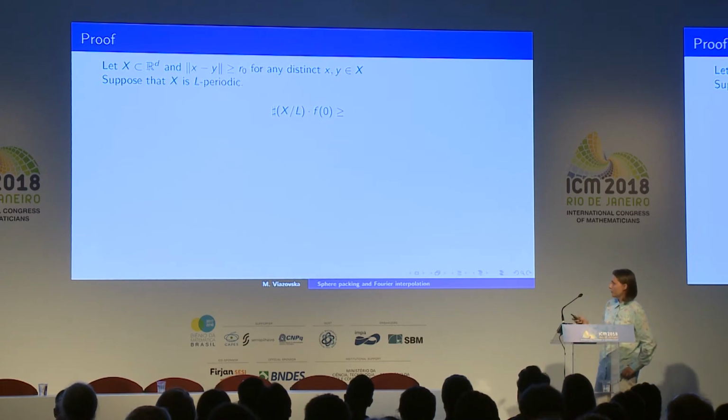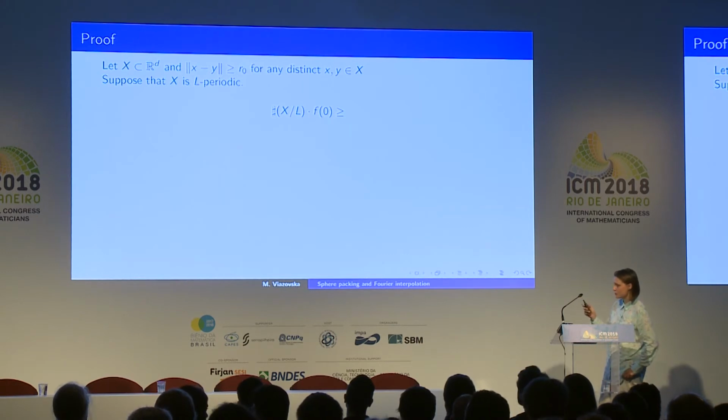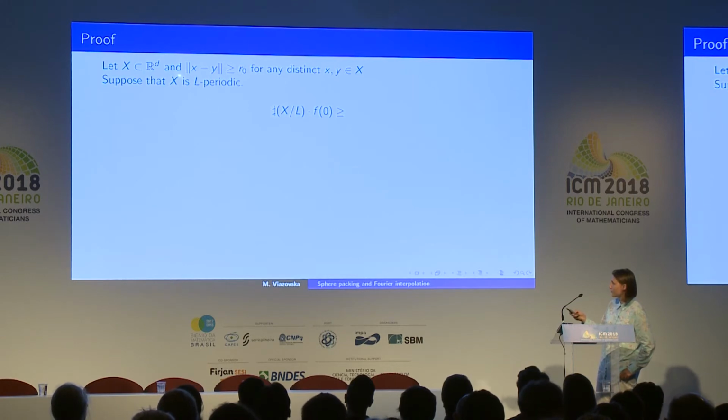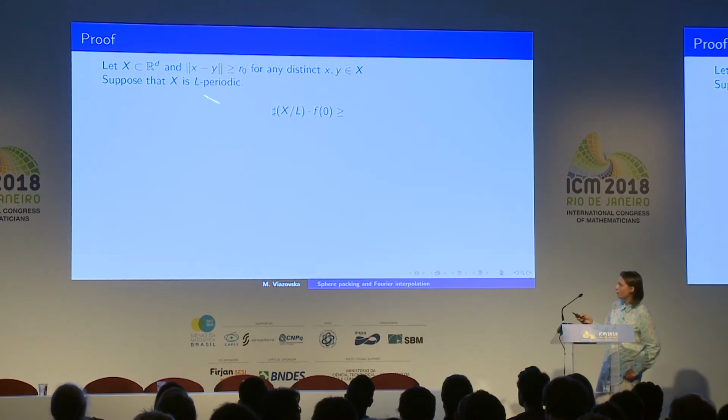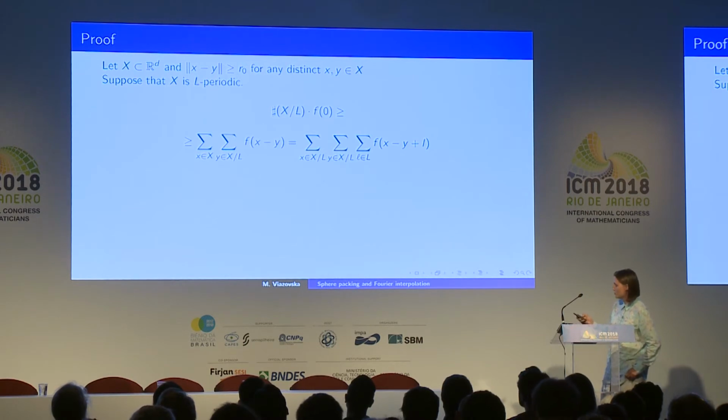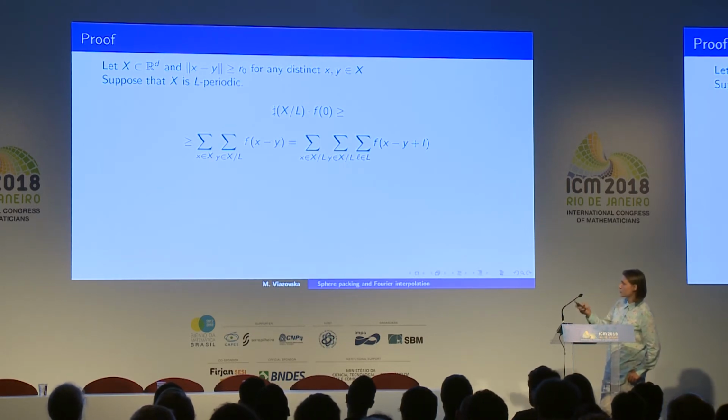Now we can write the following estimates. Remember we assume that we have a function f which satisfies the conditions 1, 2, 3. If we want to estimate the density of this packing, what we have to do is estimate the number of points of X modulo this periodic lattice L and compare it to the co-volume of the lattice L. At this first step, we remember that our function was non-positive everywhere outside of the ball of radius R0, and because the distance between two points is at least R0, we can write such an inequality.